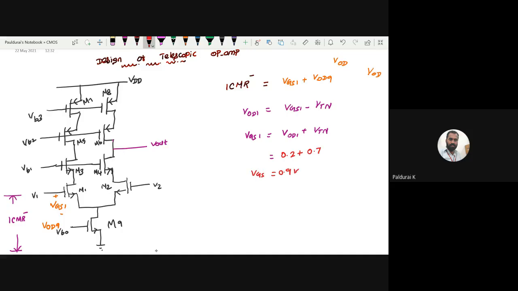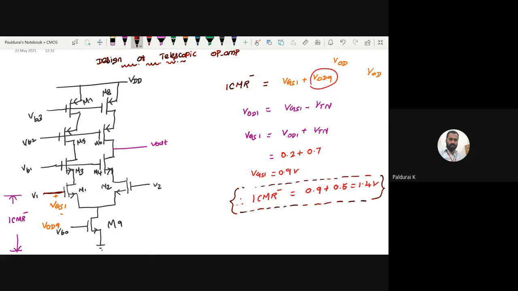This is my VGS1. What is the overdrive voltage of the ninth transistor? That we assumed as 0.5. Therefore my ICMR minus is 0.9 plus 0.5, which is 1.4 volt. This is the way to find ICMR minus. ICMR minus means where you are giving the input down to ground. So please take care of this.